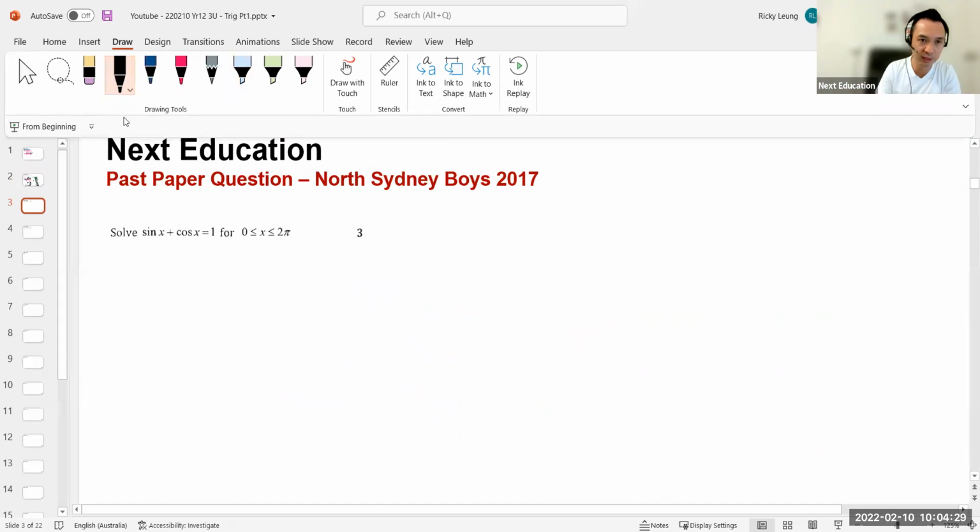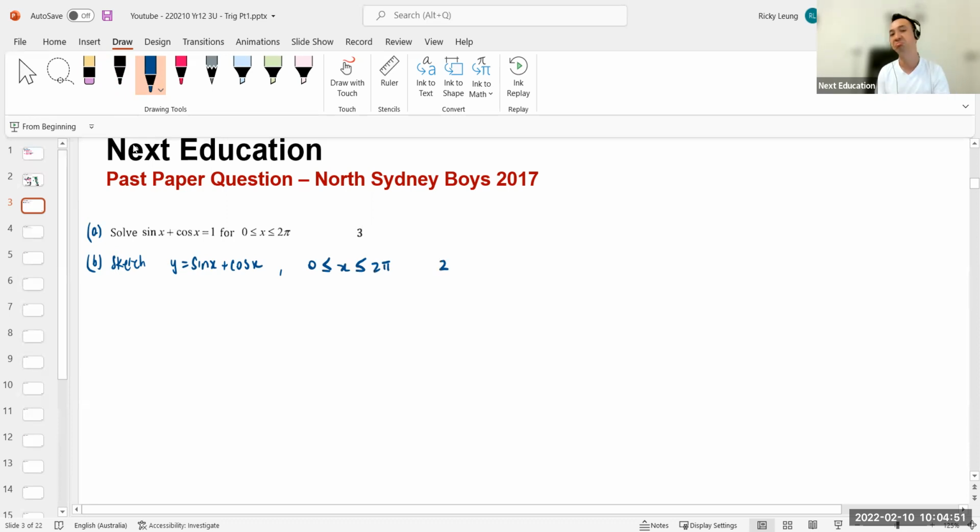All right, let's pretend that there were two parts to this question. This is part A. And I'm going to subtly add part B, where I go, sketch y equals sine x plus cos x, for the same domain, let's say. And I reckon I'll give this 5 marks.